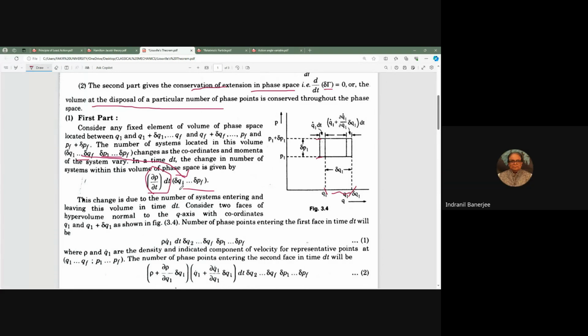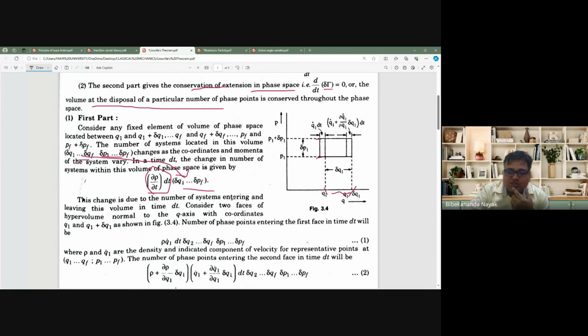This change is due to the number of systems entering and leaving the volume in the time dt. This is the change in number: outgoing minus incoming, or incoming minus outgoing. If it is positive, then incoming is more, so incoming minus outgoing. If more are moving out, then it is outgoing minus incoming.